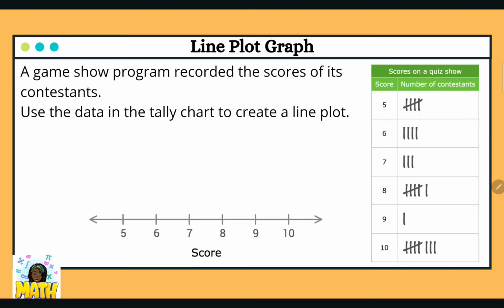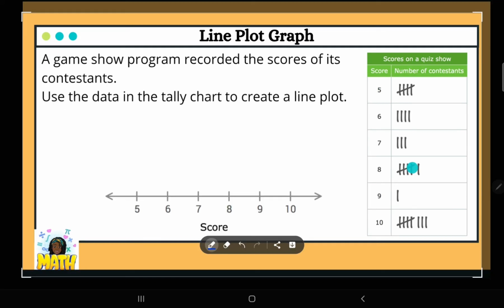So our first example, which is an IXL question: a game show program recorded the score of its contestants. Use the data in the tally chart to create a line plot. So we're going to use the information in this table and transfer it over to the line plot. For the number 5, there were a total of 5 contestants, so I'm going to put 5 X's above the number 5.